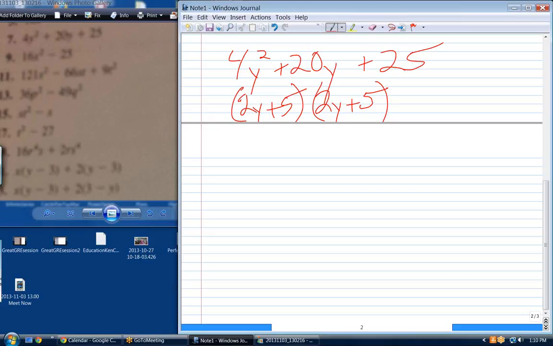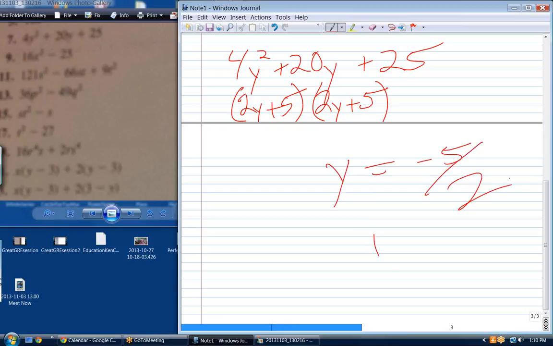Mine gave me minus 5 halves and minus 5 halves. That's what mine gave me, and that is the answer. Now, notice that it didn't give 2y plus 5. It gave y is equal to minus 5 halves.